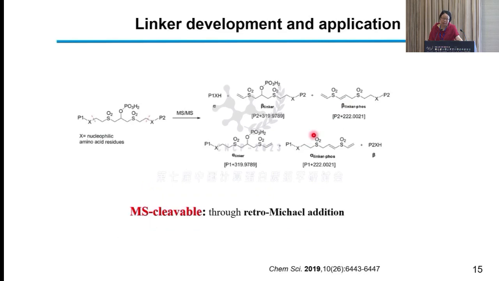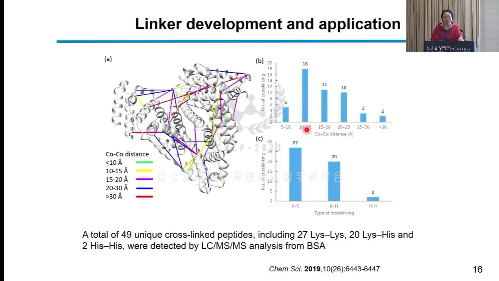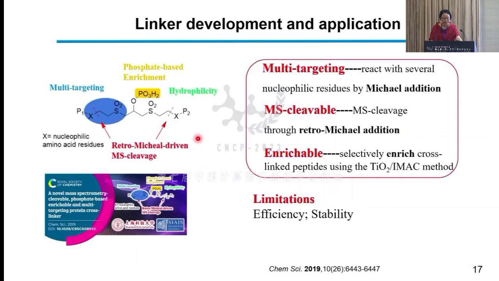And to our delight, we also found that this linker is mass-cleavable through a retro-Michael addition. This is a new fragmentation pattern in MS2. When we applied our cross-linker to a model protein BSA, a total of 49 unique cross-linked peptides were identified, including lysine to lysine, lysine to histidine, and histidine to histidine. Briefly, a multi-targeting, mass-cleavable and enrichable cross-linker has been developed.